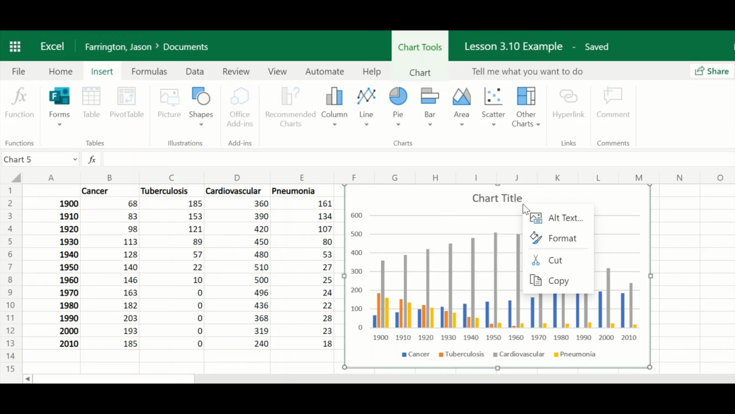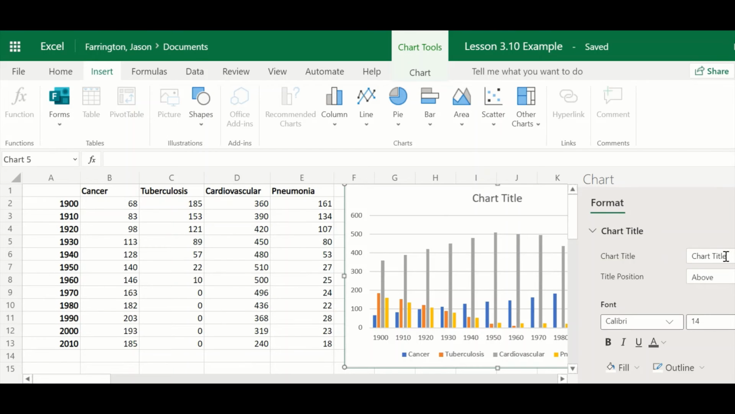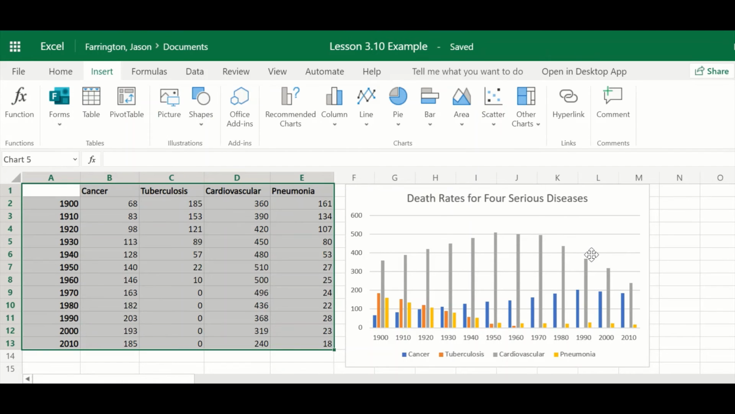All right, so let's change this chart title here, and we'll call these death rate for... There's our title, and there's our multiple bar graph.